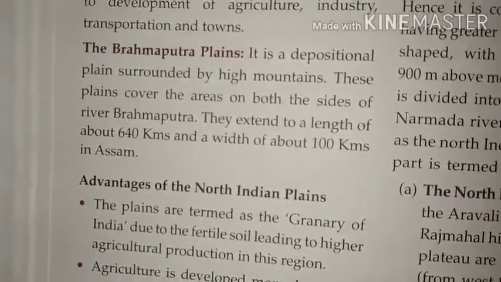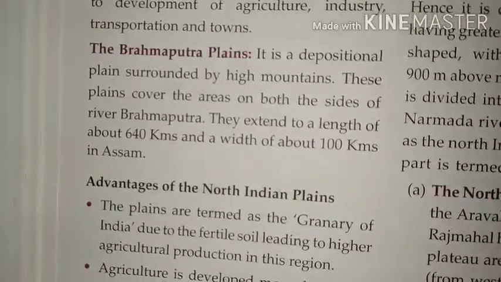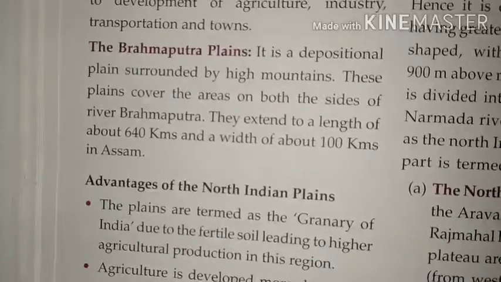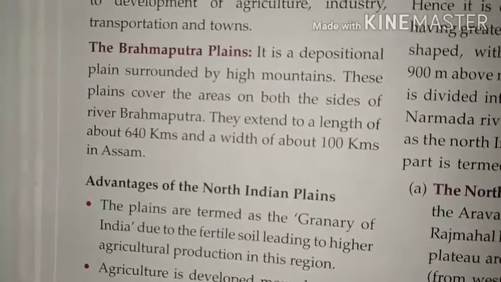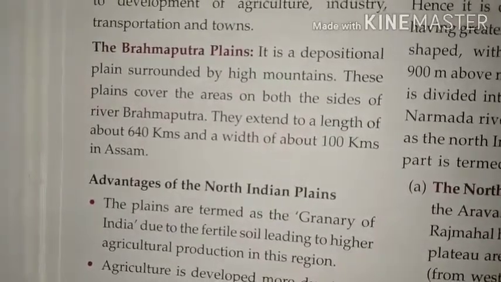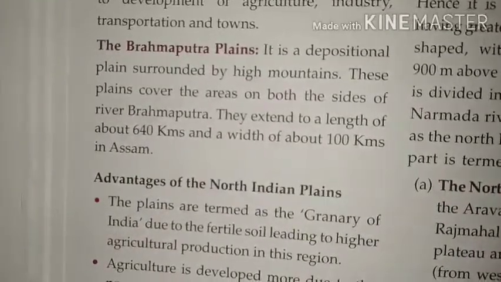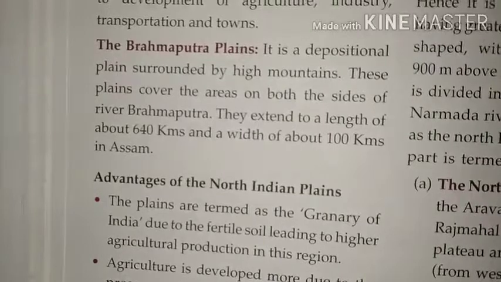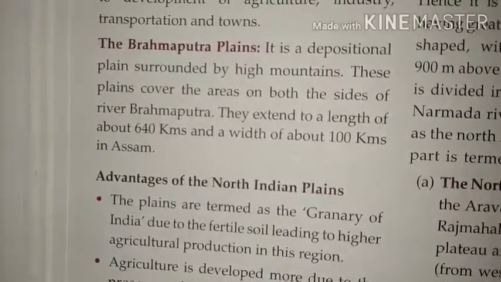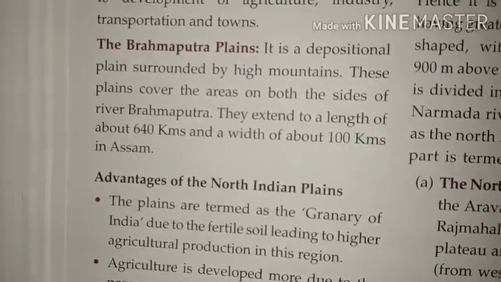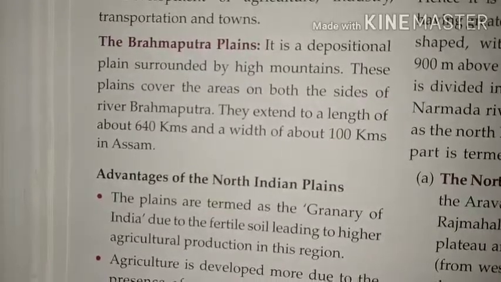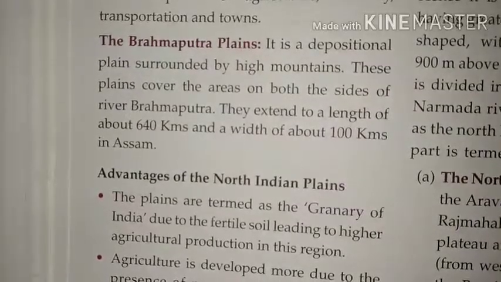The next one is the Brahmaputra Plains. From the name you can understand these plains have been formed by the river Brahmaputra and its tributaries. It is a depositional plain surrounded by high mountains. These plains cover the area on both the sides of river Brahmaputra. They extend to a length of about 640 kilometers and a width of about 100 kilometers in Assam.